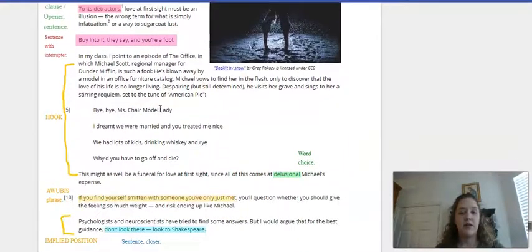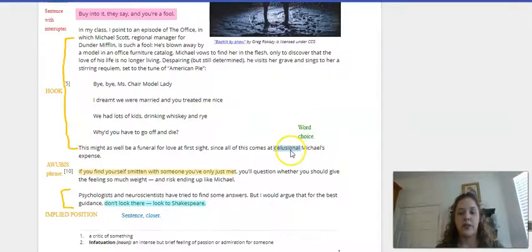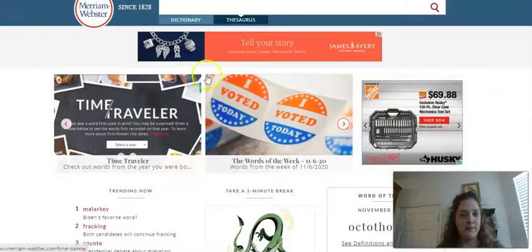There's a couple of parts where I have noted a particular word. So here's the first word that I wanted us to look at, the word delusional. So this is kind of a fancy word, right? Delusional just means crazy. And if we want to look up some synonyms for that word, like let's say in your essay or in your paragraph, you want to look up some fancier words, you can go to Merriam-Webster.com.